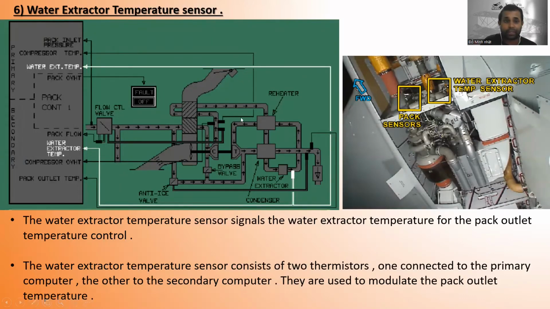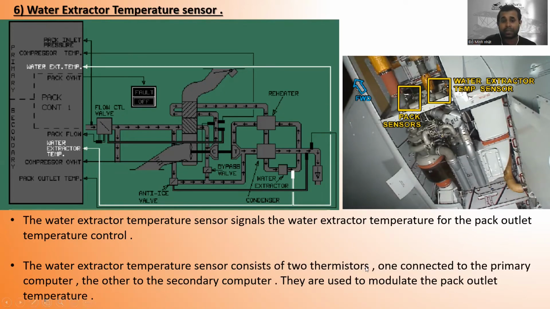Here is the water extractor temperature sensor. Here you can see the live view. Here is situated the pack sensors, the water extractor temperature sensor over there, right? The water extractor temperature sensor signals the water extractor temperature for the pack outlet temperature control. All right. The water extractor temperature sensor consists of 2 thermistors.